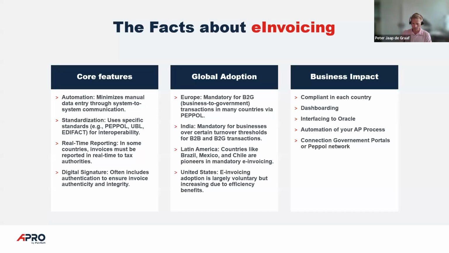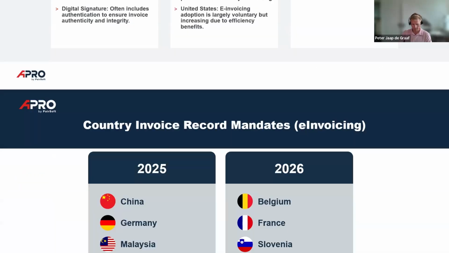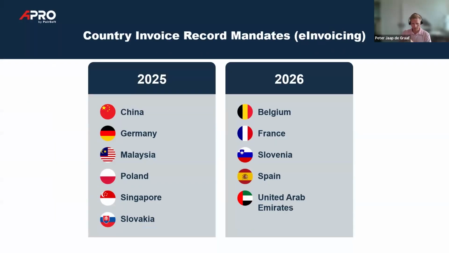And last part, of course, make sure that you have the connections to the government portals or to the PEPPOL network to send and receive your invoices for the mandates that are upcoming for each country. So these are the mandates that there are now in 2025. A number of countries on the left side, and for next year, we have also a number of countries that will start with the mandates of e-invoicing, both for the AP and the AR side of your company. So it's really important not only for the incoming invoices, but also for the outgoing invoices.